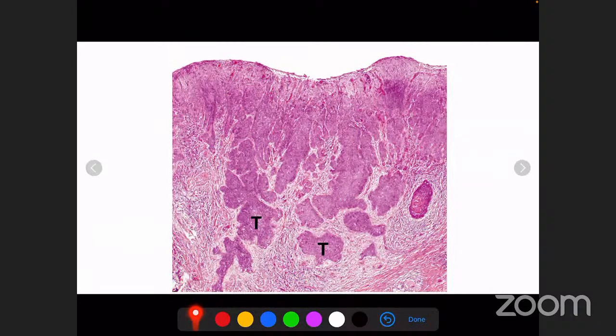So we need, in fact, to see these islands of tumor cells separating and deeply penetrating separately into the stroma to call it a squamous cell carcinoma. Okay, so you need to see islands of tumor cells extending separately and deeply into the stroma to call it squamous cell carcinoma. And why have I called it well-differentiated keratinizing? Because I am seeing these keratin pearls in this.